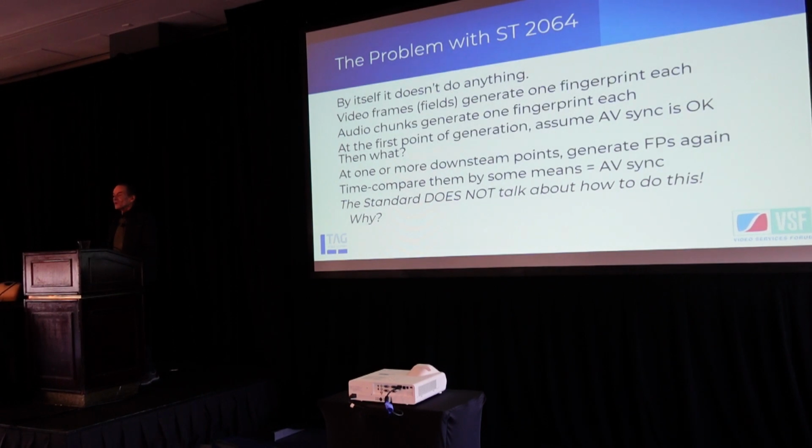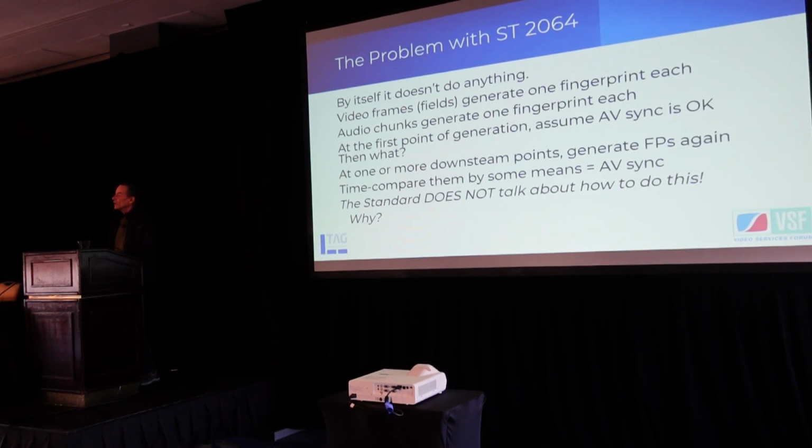But the problem with 2064, one of them is it doesn't do anything by itself. It generates fingerprints from content. Video frames, or God bless you, fields if you still have them, they generate one fingerprint each. Audio chunks of some size will generate one fingerprint each. And at the first point of generation, we assume AV sync is okay.